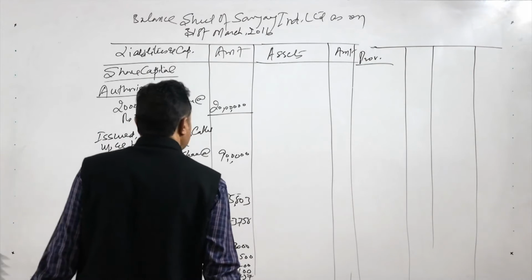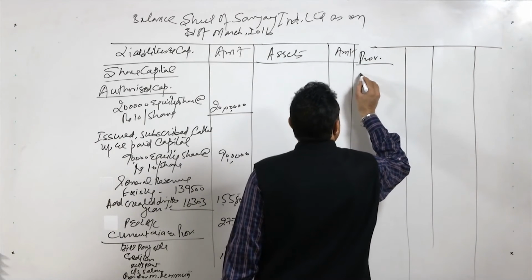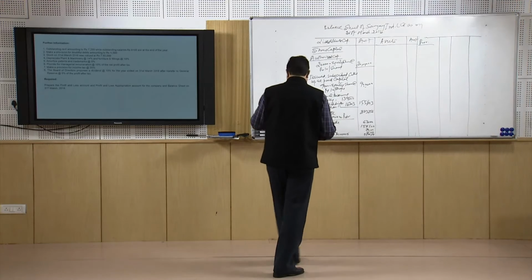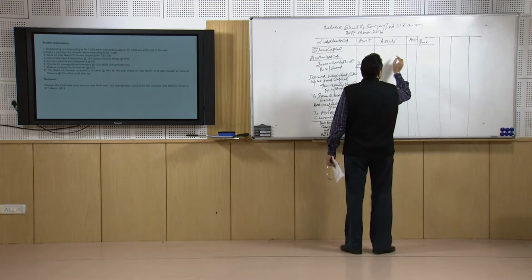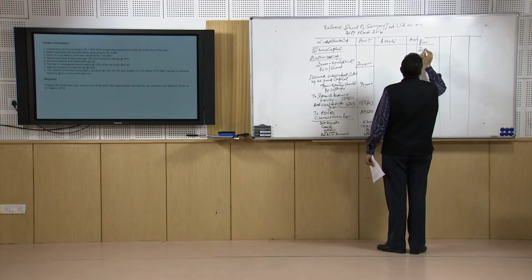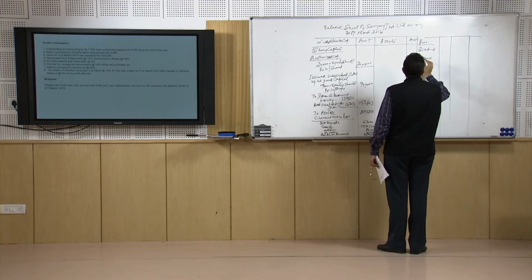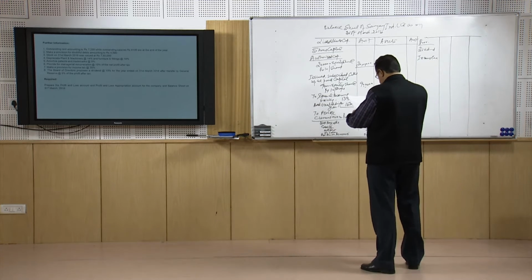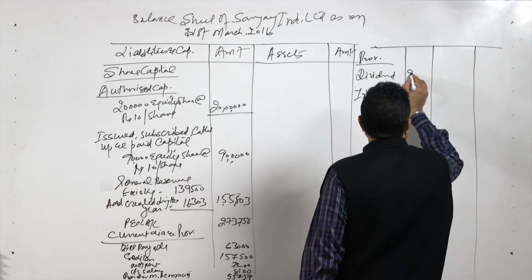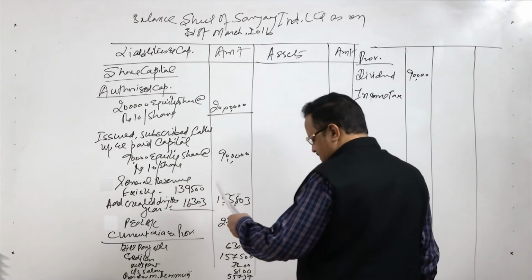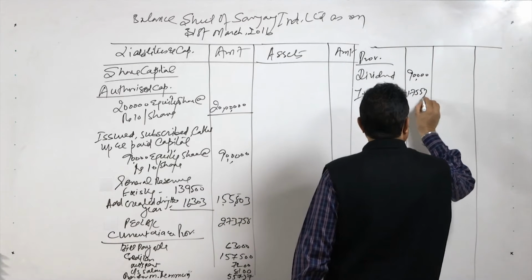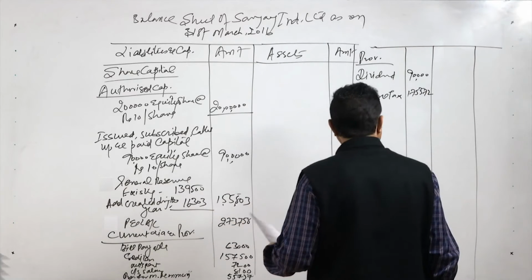Provisions are provision for, two provisions, one was the tax item, and what was the second provision? Dividend, yes, and income tax. So dividend, we have made the provision for dividend, how much is it? 90,000 dividend is going to be paid, and then we have to go for the income tax. So income tax is 1,75,572.